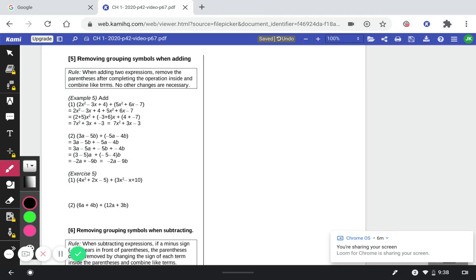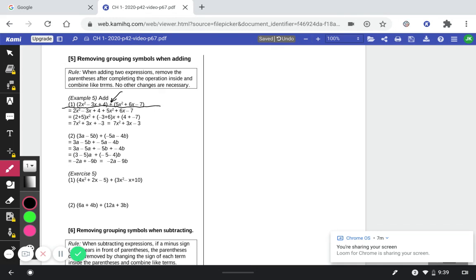Now we are going to learn removing grouping symbols when adding. The rule is: when you add two expressions, remove the parentheses after completing the operation inside and combine like terms. No other changes are necessary. So in example 5, number 1, when you have an addition between the two parentheses, you don't have to do anything actually. Just remove the parentheses, but only when you have addition between two groups.